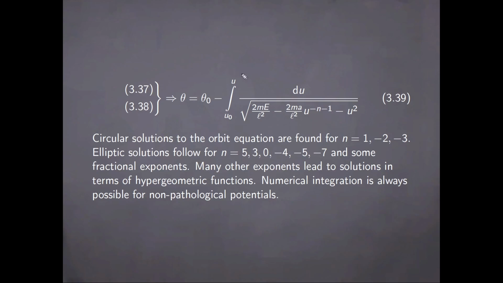Now, for integrals of this type, circular solutions to the orbit equation are found for the three values of the coefficients listed here. Circular solutions means simply straightforward solutions of the integral given in terms of the standard trigonometric functions. However, for a more general class of coefficients, namely the one given here, and for some fractional exponents, a solution can be given in terms of so-called elliptic functions.